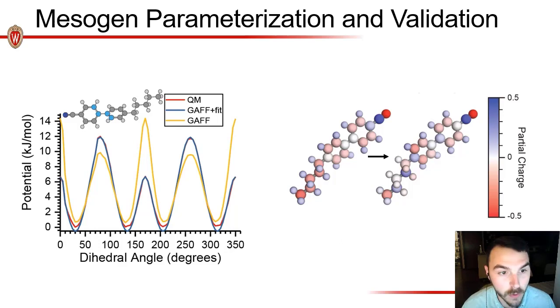So by fitting torsional potentials between these middle two biphenyl rings to a quantum mechanical model, so this GAFF plus fit, we were able to obtain a new parameterization for our atomistic model. Secondly, what we ended up doing was refitting the partial charges in order to better map to the electrostatic interactions and the electrostatic potential field near the mesogens.